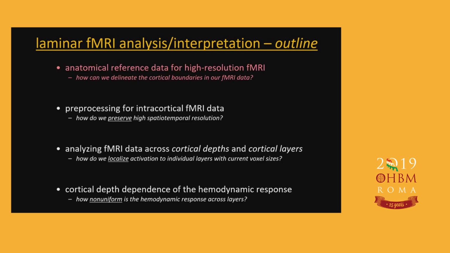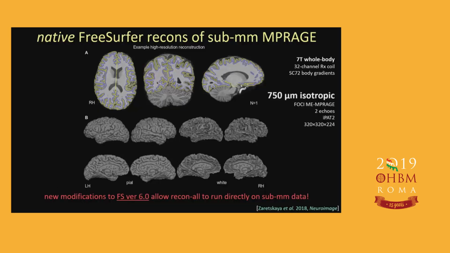So first, I think I need to say a few words about anatomical reference data, because again, in laminar fMRI, we can't resolve or we can't detect individual layers. We need to estimate the layers from the cortical boundaries, and therefore it's really important to get accurate segmentations of the cortical gray matter. And so obviously we've been moving to smaller voxel sizes, as we heard this morning, both in terms of our functional and anatomical data.